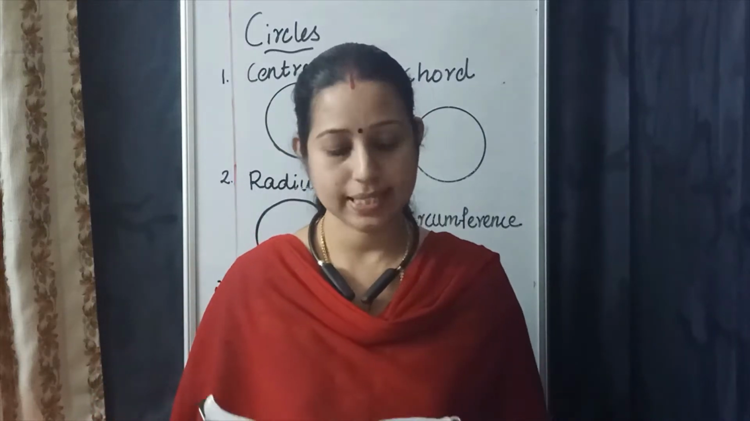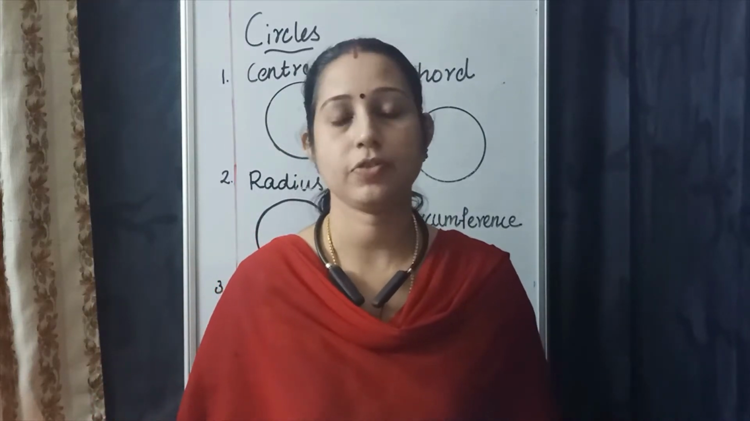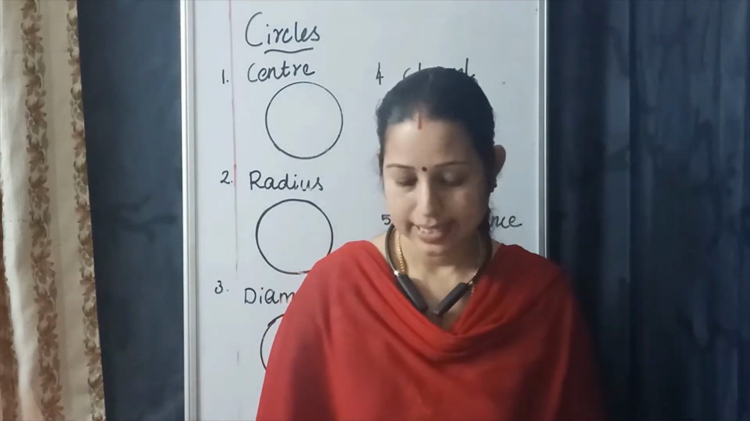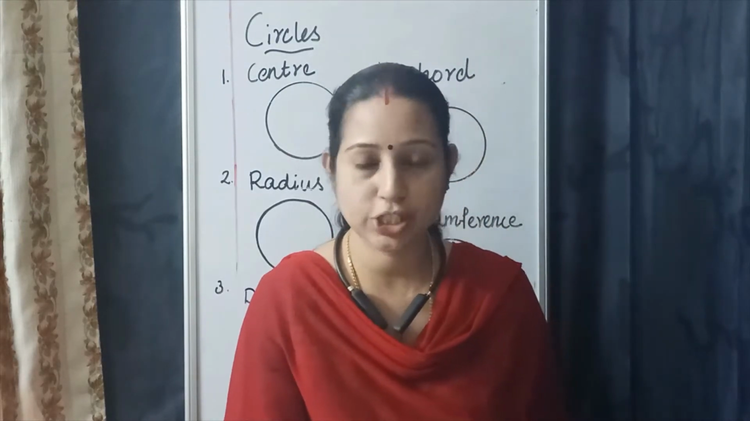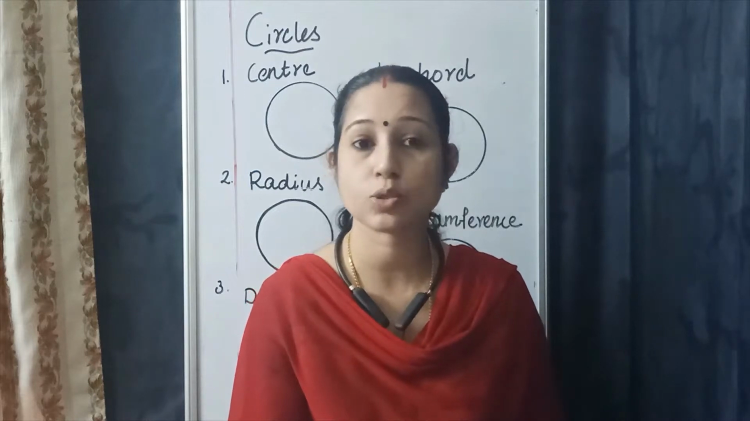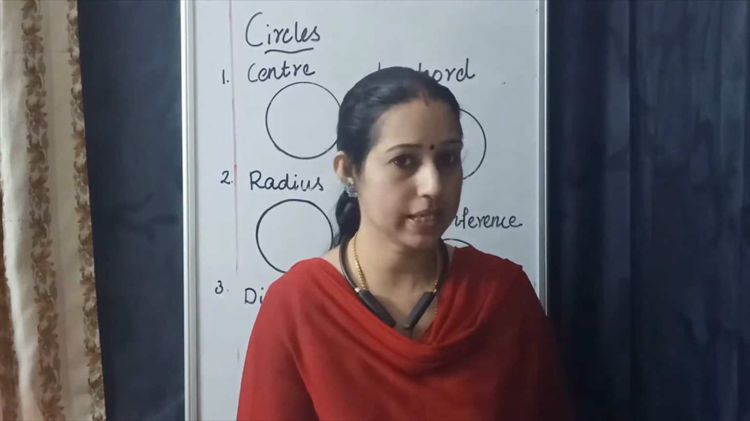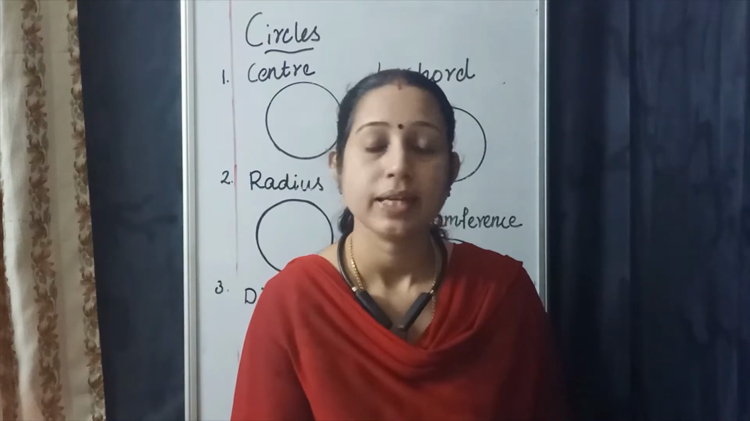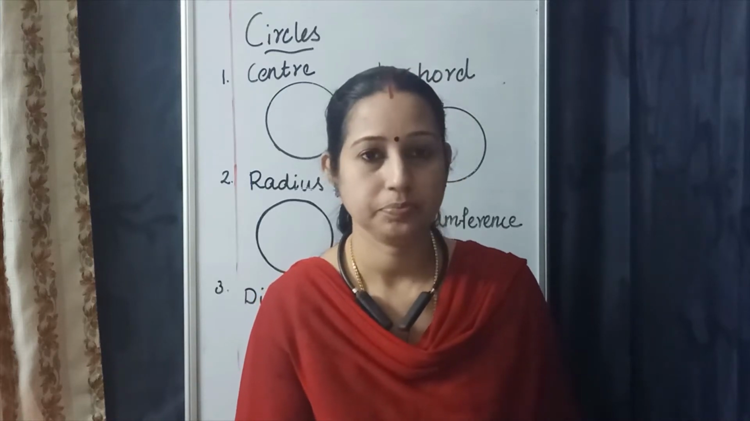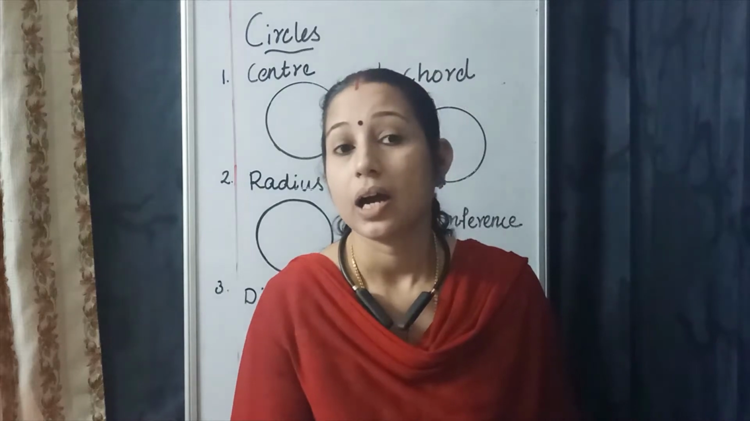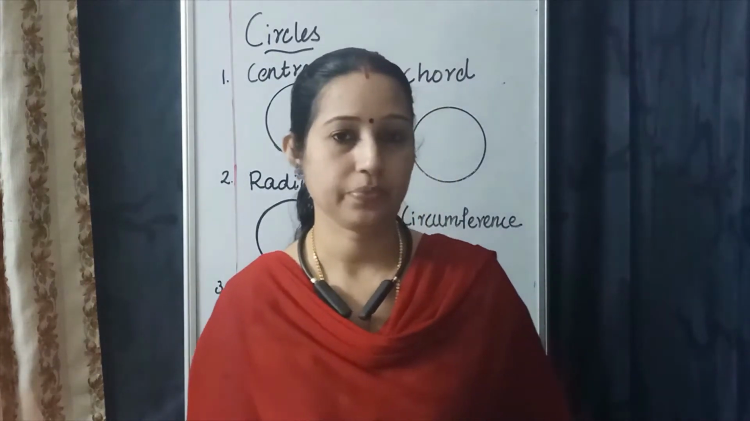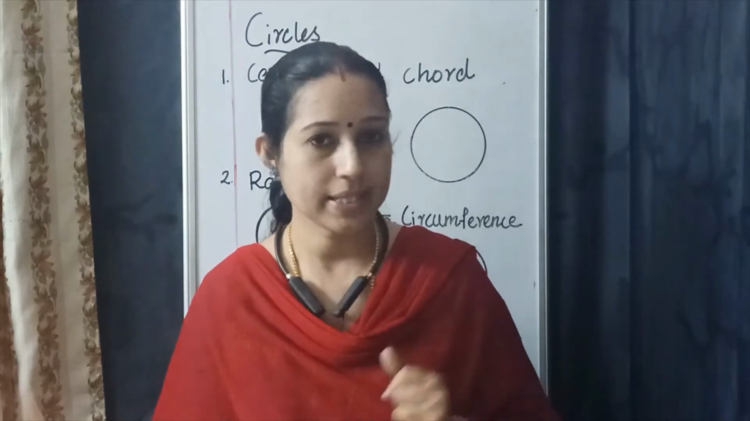Next topic is circle. As we already learned what a circle is: yes, a circle is a simple closed 2D shape. We can see so many examples of circles in our surroundings. What are they? Yes, a bangle, then a bottle cap, a coin, a tire. These are examples of a circle.